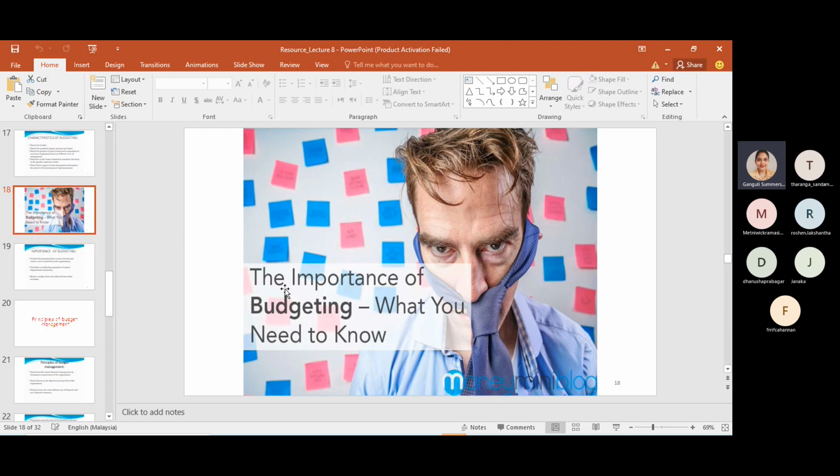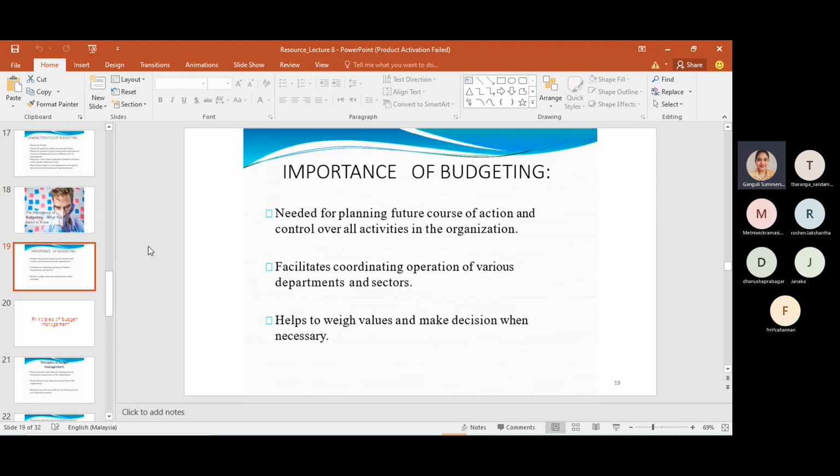Okay, so first of all, we'll discuss the importance of budgeting. So why is budgeting important? Budgeting is important due to these three main reasons. Budgeting is important because it is necessary for you to plan your future. To plan the future of your company, to plan the future of your business, you need budgeting.